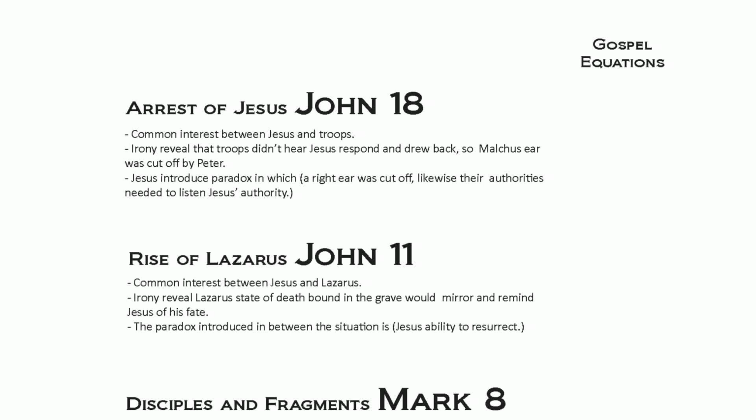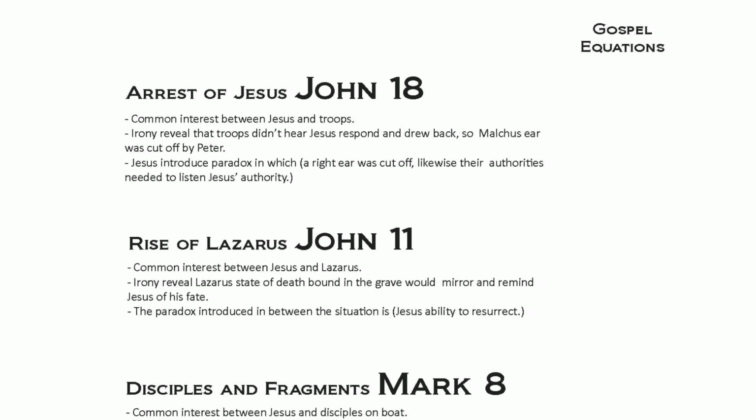Arrest of Jesus, John 18. Common interest between Jesus and troops. Irony revealed that troops didn't hear Jesus respond and drew back, so Peter cut Malchus' ear off. Jesus introduced paradox in which a right ear was cut off. Likewise, their authorities needed to listen to Jesus' authority.